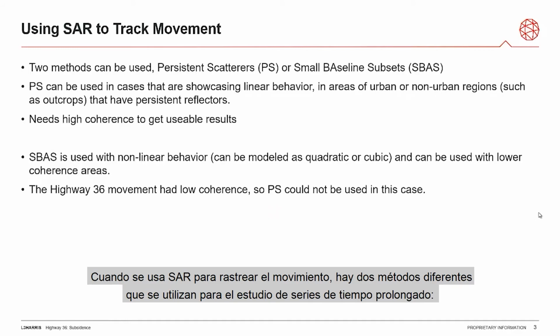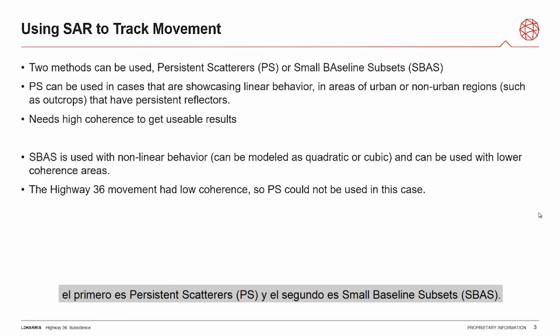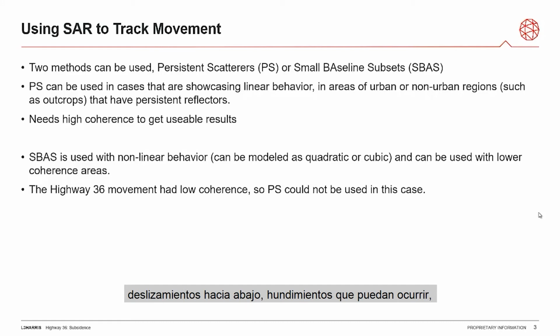So when using SAR to track movement, there are two different methods that are used for long time series studies. The first is called persistent scatterers, or PS. The second is called small baseline subsets, or SBAS. PS can be used in cases that are showcasing linear behavior. Straight line, sliding down, subsidence that might occur, sinkhole perhaps.